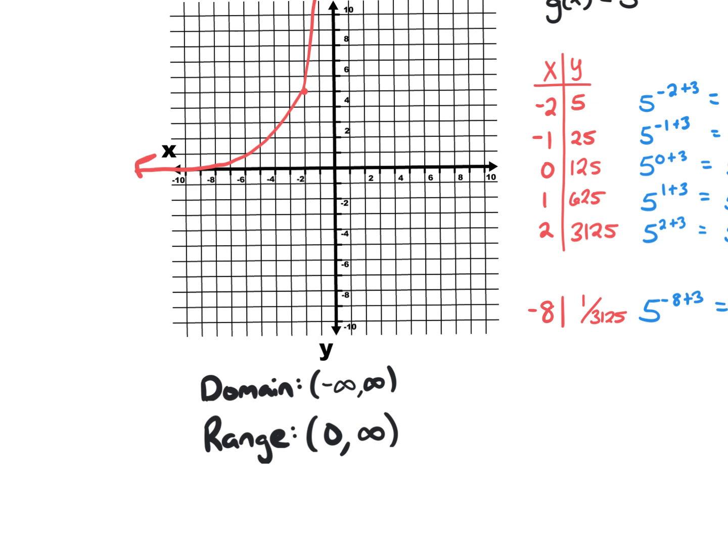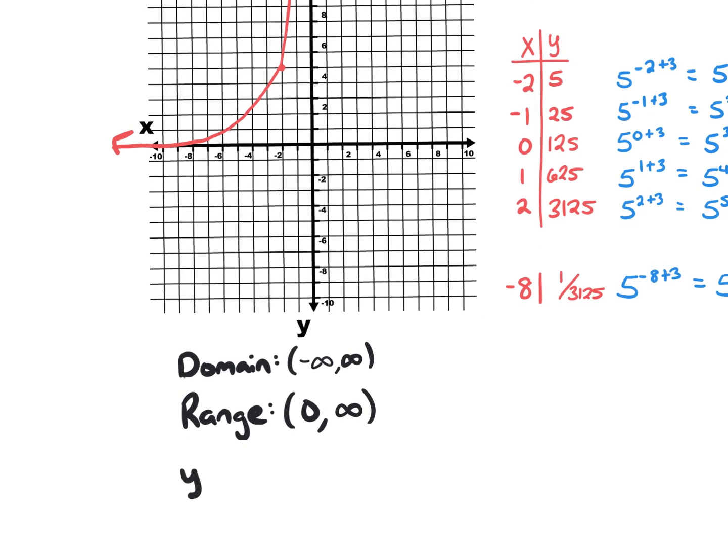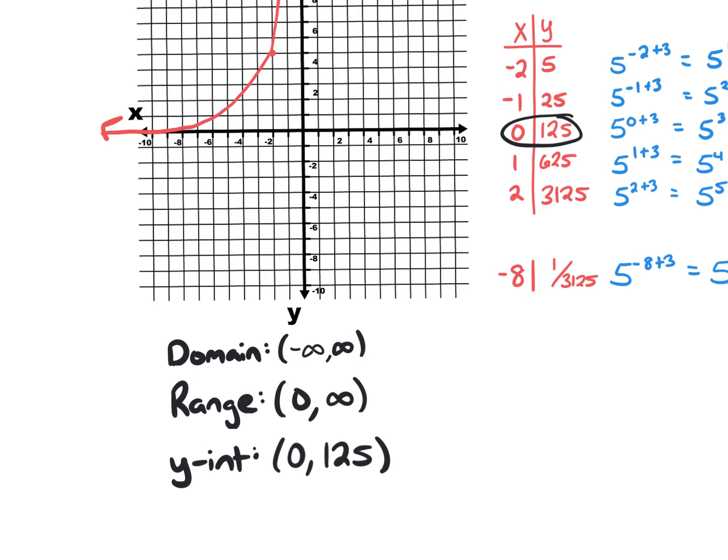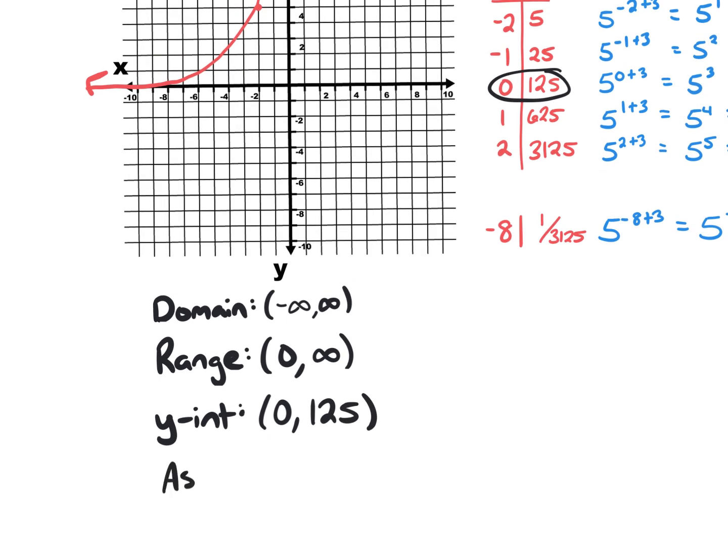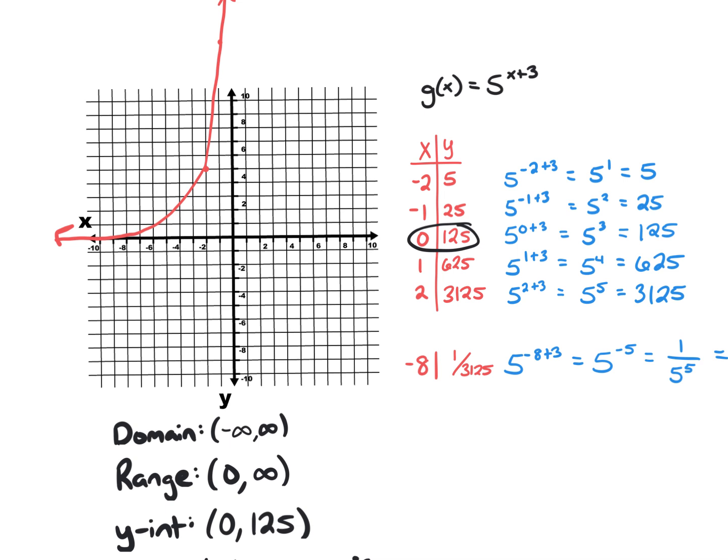What was next? Y-intercept. Now, can we see that on the graph? No, so where can we get it from? The table. Right here, that's our y-intercept. 0, 125. And then what was the last thing? Asymptote. Again, what does asymptote mean? Like where it stops. Where does it stop? The x-axis again. And again, make sure you label your graph on your graph paper.